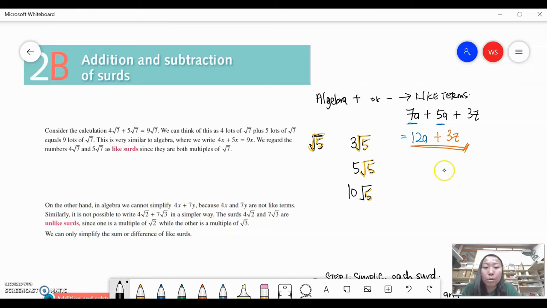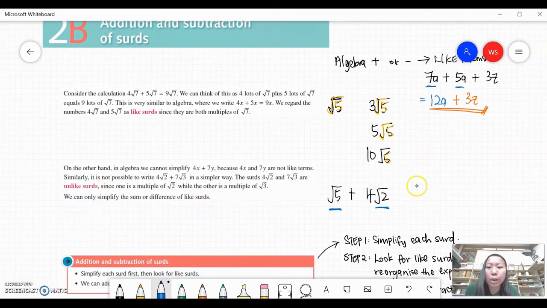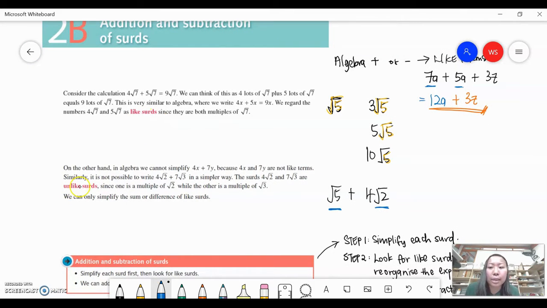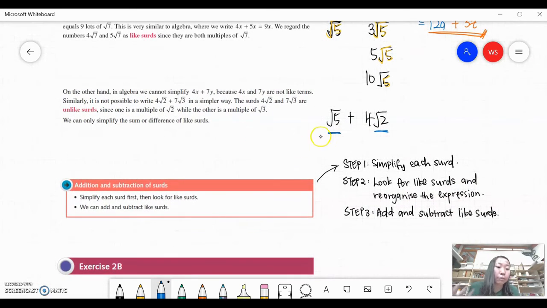Now, if we have the square root of 5 plus 4 times square root of 2, because square root of 5 and square root of 2 are unlike, right? We can call them unlike surds, so therefore we cannot add them together. Right, so just bear in mind that your condition for adding and subtracting surds is that you need to ensure that you have identified your like surds. Now, knowing what a like surd and an unlike surd is, we'll then put it into practice in terms of simplifying each surd first, right, before we begin to add and subtract surds.